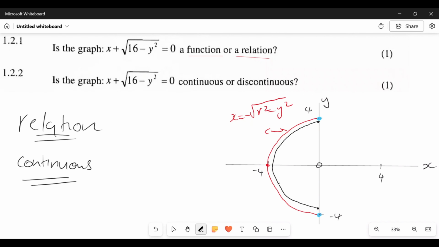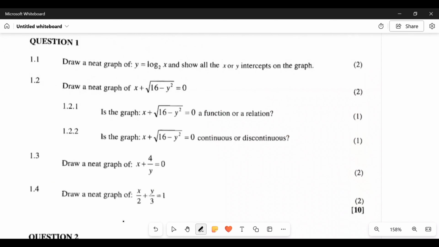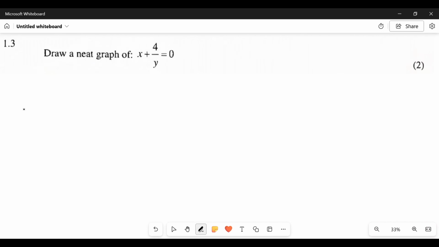Right, guys, let's go and do the next question. All right, guys, let's look at 1.3. Now, 1.3, this is our question here. Again, I'm going to copy this question, paste it where there is space, and let's do it. All right, here is our 1.3.